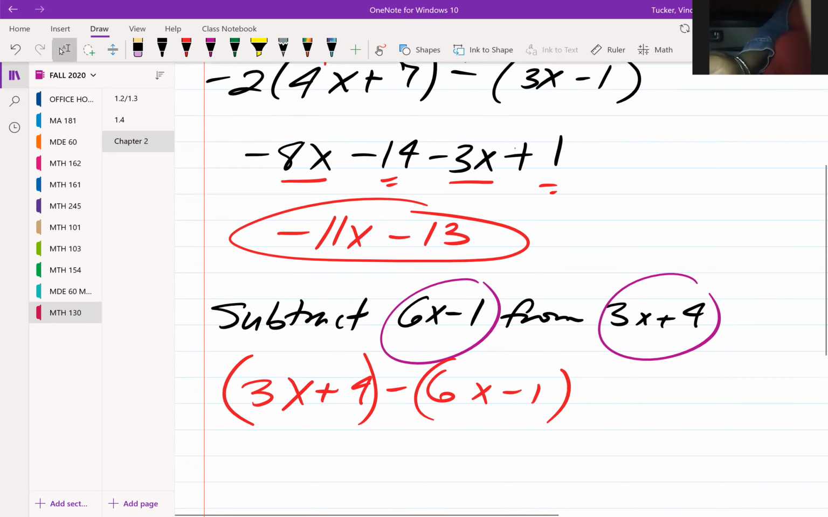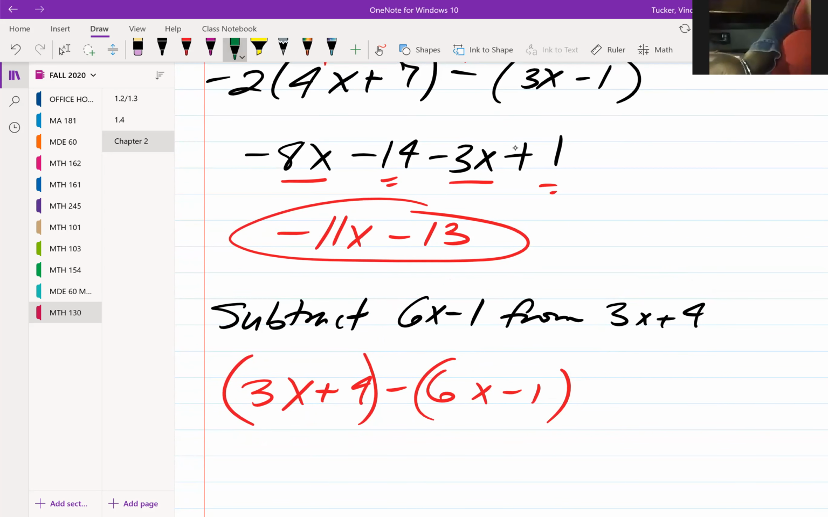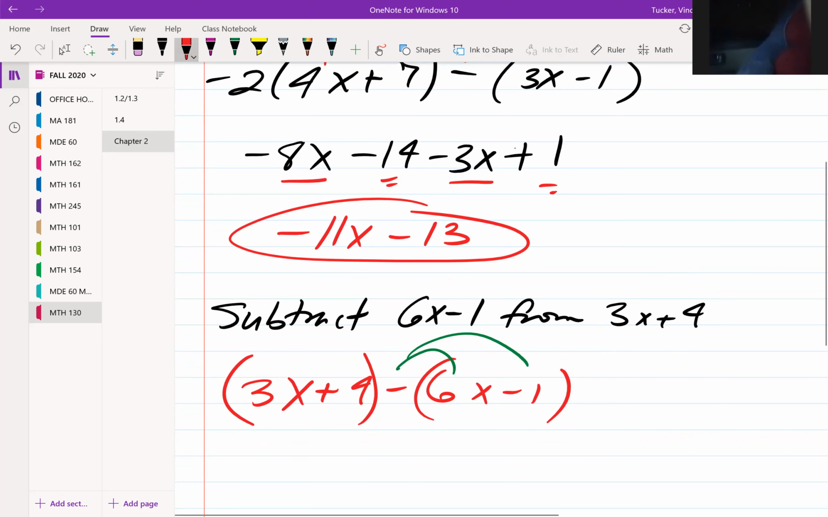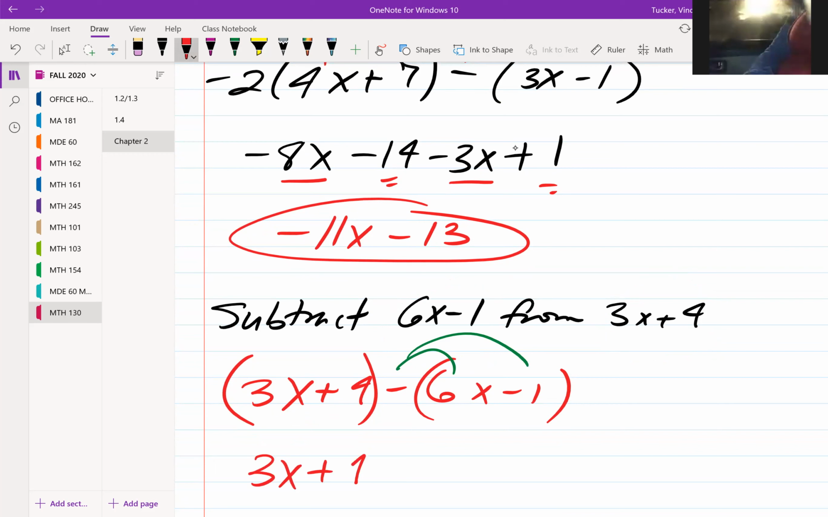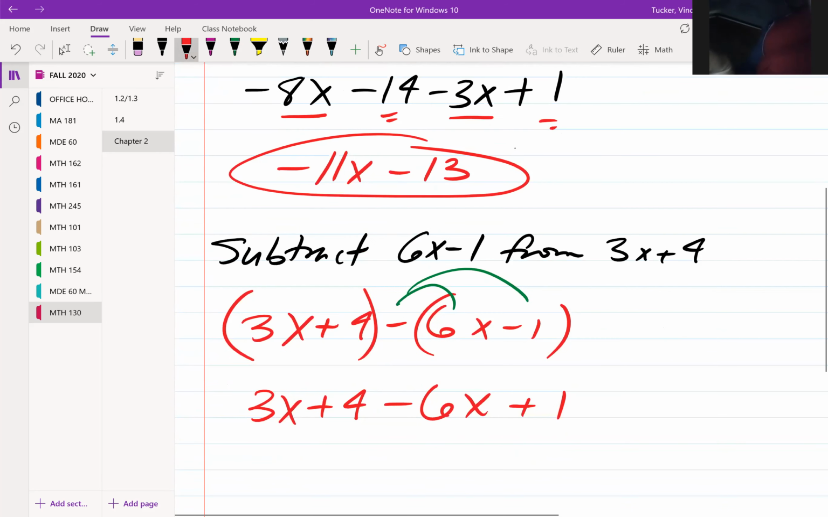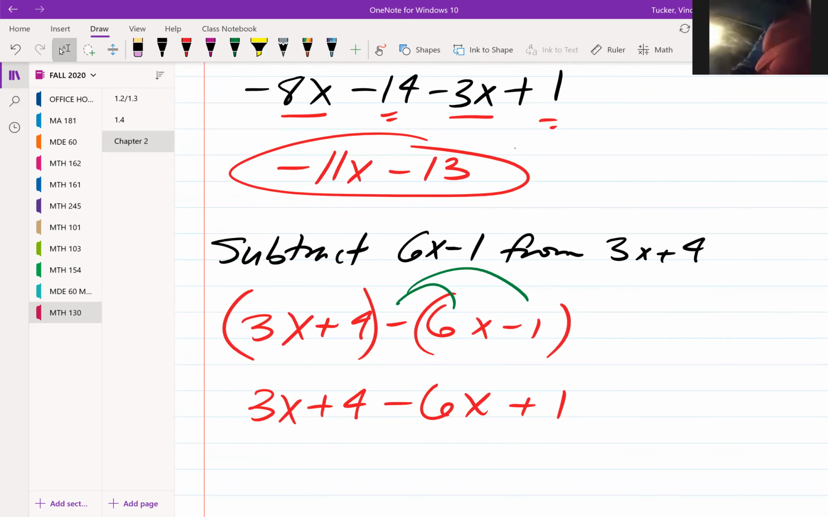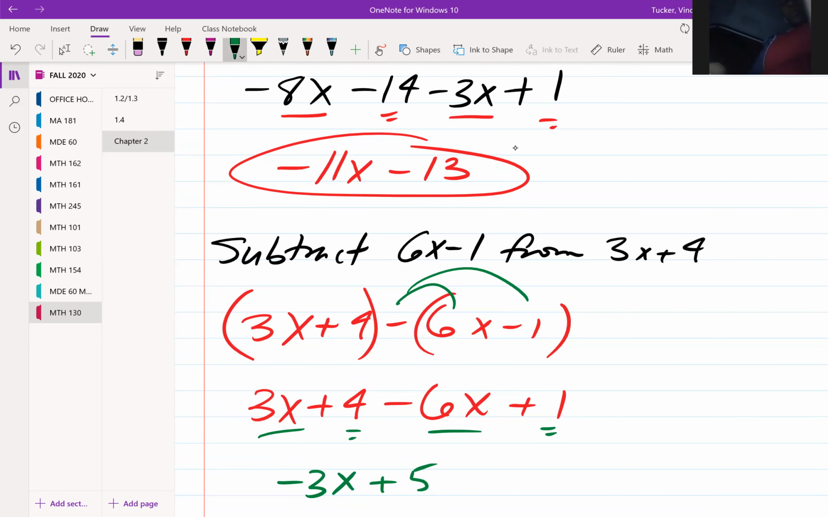All right. So now distribute that negative. And that'd be minus 6x plus 1. Combine your like terms. You have 3x minus 6x, which would be negative 3x. And then that'll be plus 5.